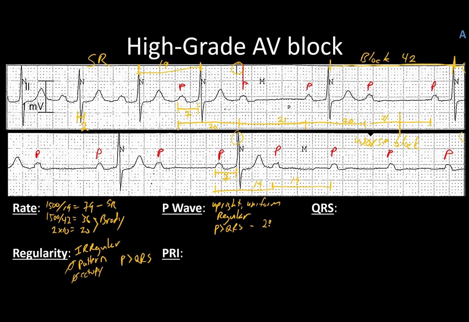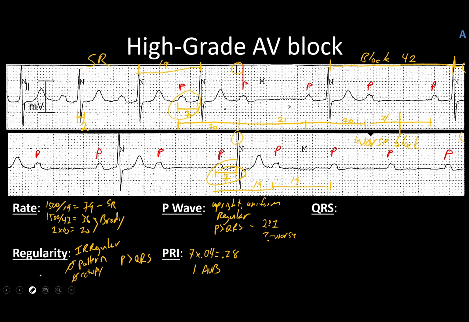So we start out with a 2-to-1 block initially, and then that improves, and then that gets worse. Now, as for the PRI, that remained consistent throughout. So we do have 7 times 0.04, 0.28. And so that is a first degree AVB, at least while it's sinus rhythm.